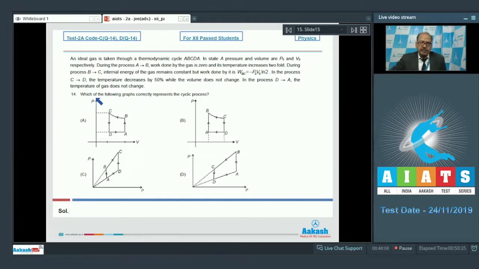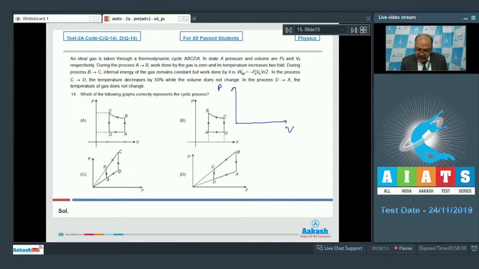Question 14 says, which of the following graphs correctly represents the cyclic process? And among the options we have two graphs of pressure versus volume, options A and B, whereas options C and D are in terms of pressure versus density. So let's evaluate the options. Let's draw the process on a PV graph. So we have these two axes, pressure and volume.